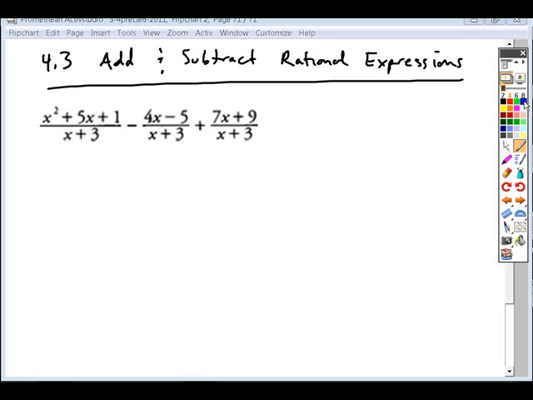Okay, but when you're adding and subtracting rational expressions, is it possible to combine these that are on the screen right now? Can you combine those? Yeah, and the reason is they have the same denominator.